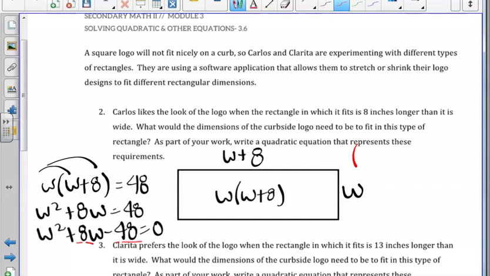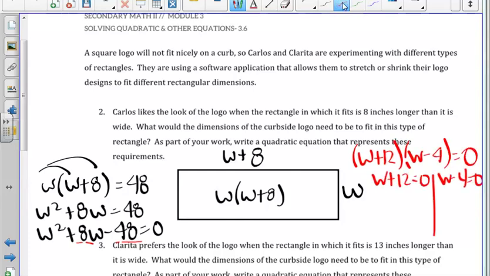Therefore, we can factor this quadratic into (W + 12) times (W - 4) = 0. We can set each of these factors equal to 0 to solve. When we solve, we will get lengths of -12 and 4.